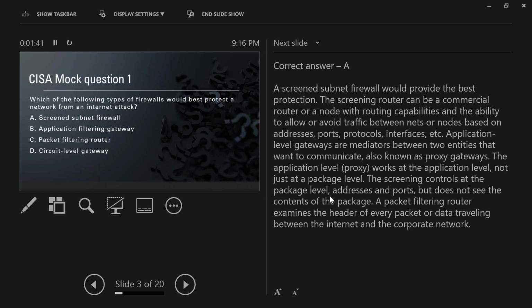The screening controls at the package level address the ports but do not see the contents of the package.